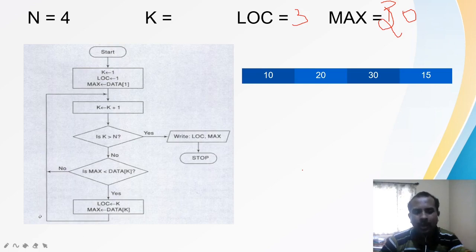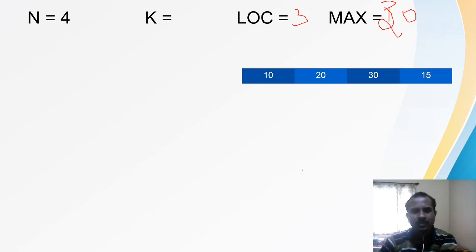Then I am going to come back for the execution again. I am going to increment k again, then again check the condition, whether max is lesser than data of k. If it is not lesser than data of k, I am not making any changes and directly coming back to the previous steps. Okay, so let us see the algorithm.